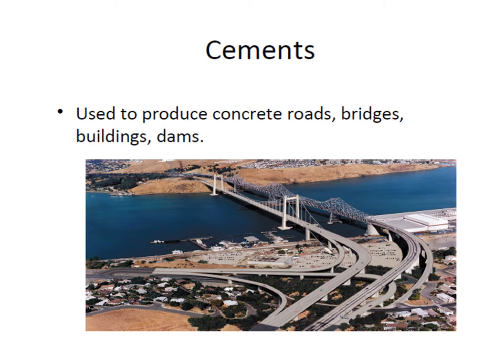And finally, one of the major uses of ceramic material is in making cements. In Malaysia, we can see that cement is one of the main materials in the making of houses. Other than that, cements are also used in making concrete roads, bridges, buildings, and dams. Next, we will look at the structures of ceramic material.